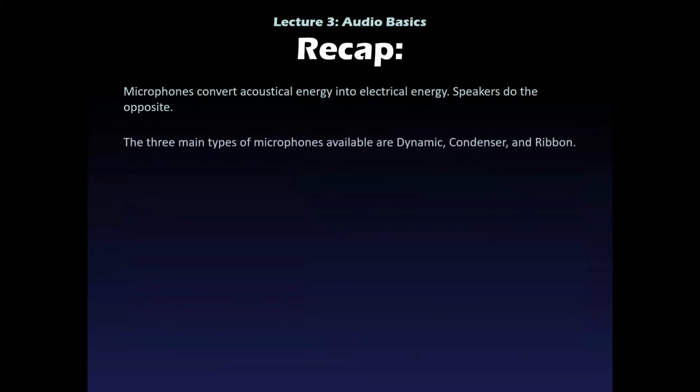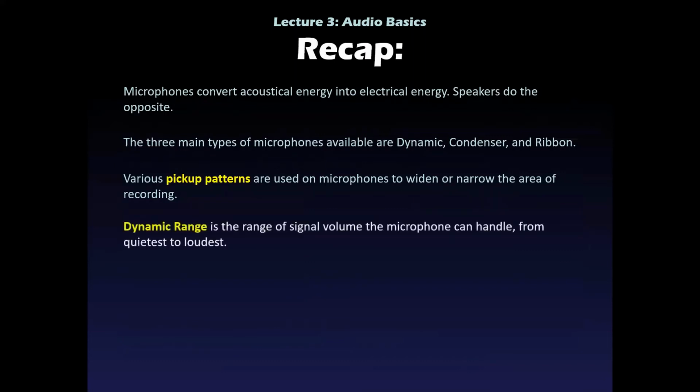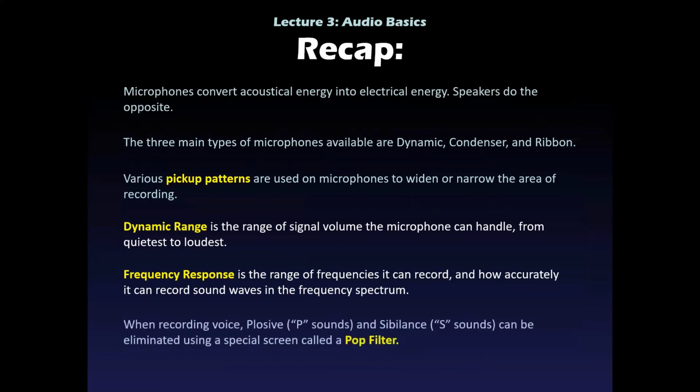Okay, so to recap, microphones convert acoustical energy into electrical. Speakers do the opposite. The three main types of mics available for our purposes are dynamic, condenser, and ribbon mics. We have pickup patterns that are used on mics to widen or narrow that area of recording. We talked about dynamic range, that swath of signal, right? The range of signal volume the microphone can handle from the quietest to the loudest signal. And the frequency response is the other kind of swath, the range of frequencies from the lowest hertz to the highest, and how accurately it can record those sound waves measured in decibels. We talked about pop filter with plosive and sibilant sounds.